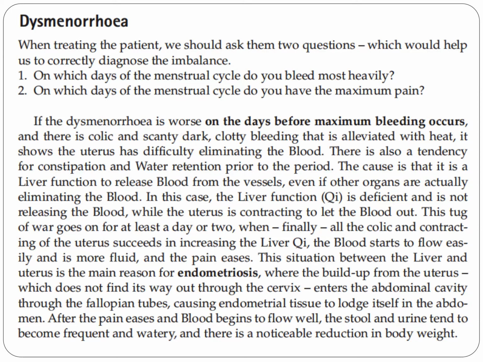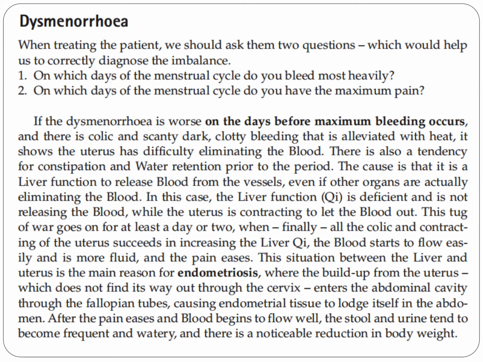If the dysmenorrhea is worse on the days before maximum bleeding occurs, and there is colic and scanty dark clotty bleeding that is alleviated with heat, it shows the uterus has difficulty eliminating the blood. There is also a tendency for constipation and water retention prior to the period. The cause is that it is a liver function to release blood from the vessels, even if other organs are actually eliminating the blood. In this case, the liver function, the qi, is deficient and is not releasing the blood, while the uterus is contracting to let the blood out.